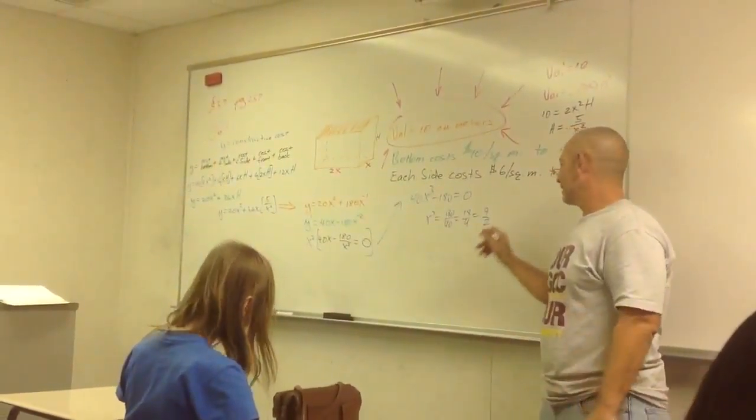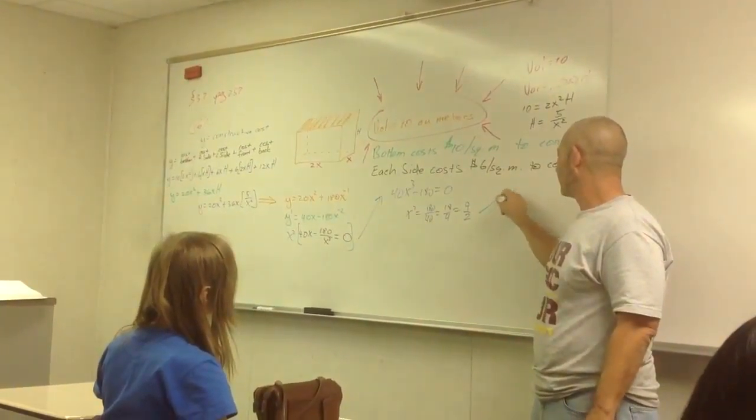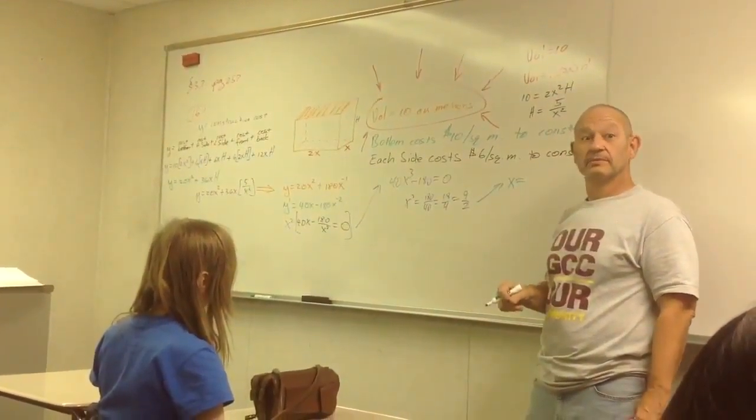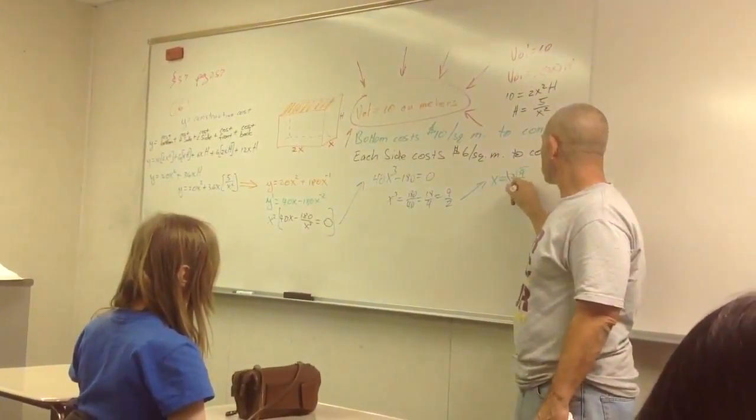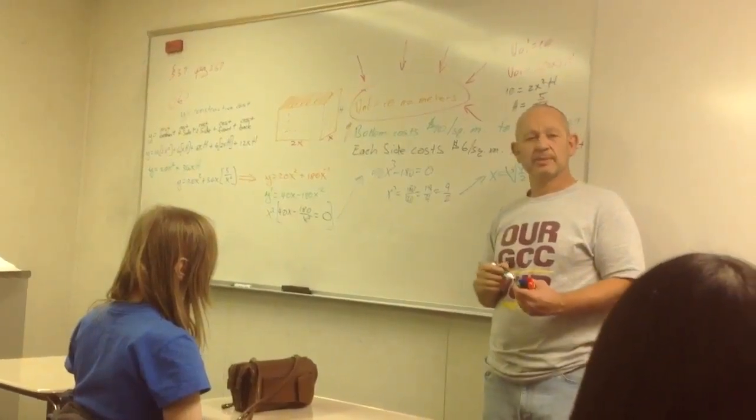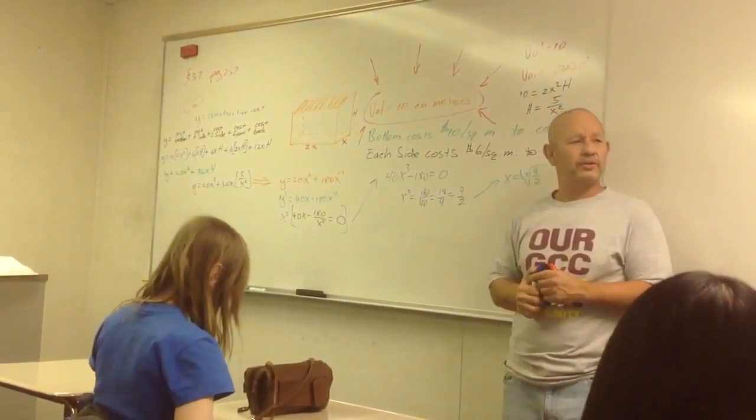So what's x? Cube root of 9 halves. Well, do you think that that's a maximum? How can I tell without doing a sign chart?